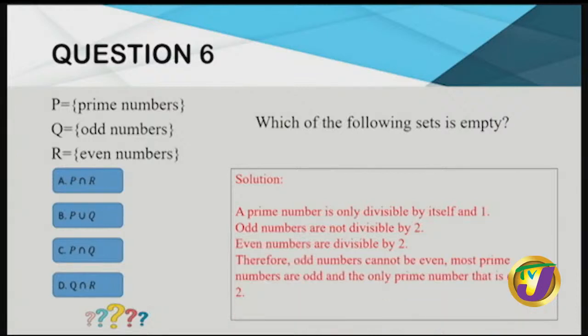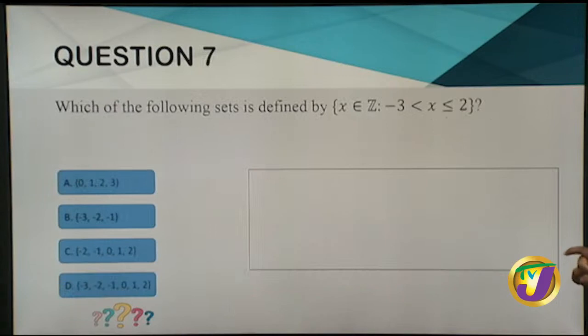So the option here that fits would be option D, which says that Q intersect R. All right, we have to move a little faster. So that would be empty.